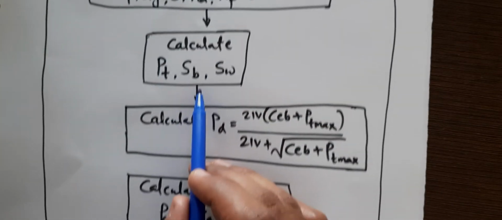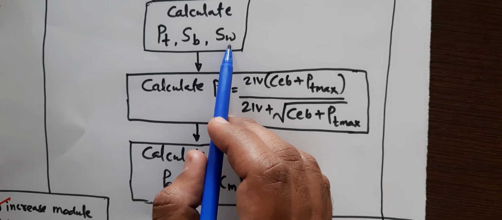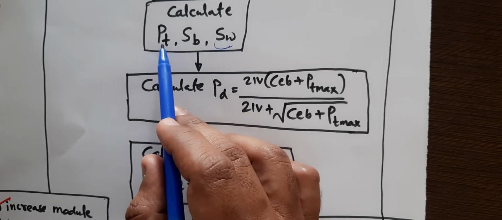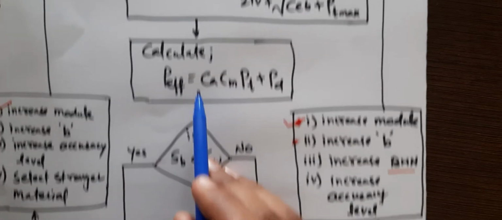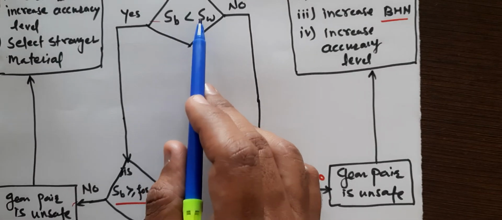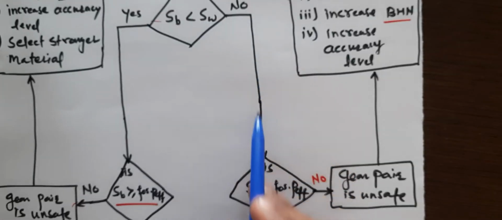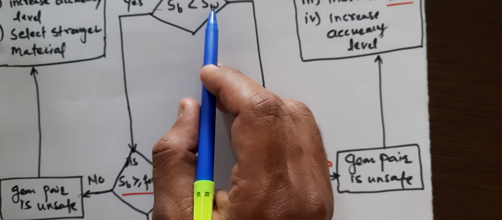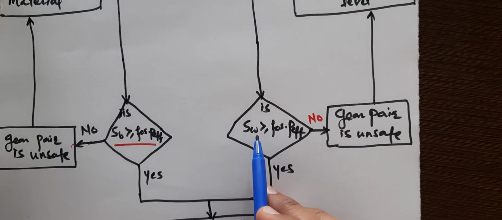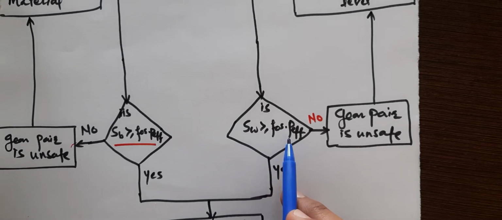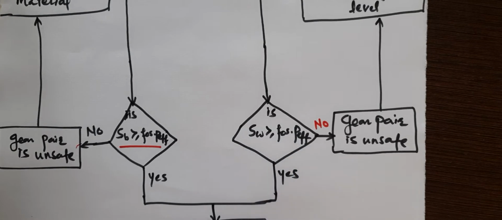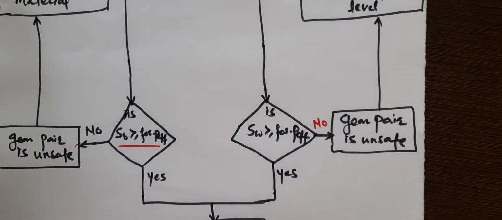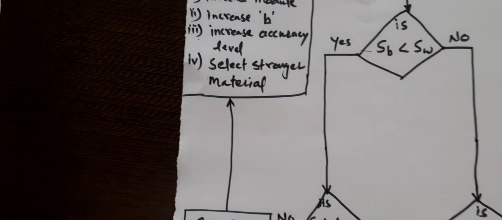Then you have to calculate SB, SW, or whatever. SW we need here, so SW and PT, then PD, then P effective. If suppose here SW is lower, then we need to go here and check whether SW is greater than or equal to factor of safety into P effective. If it is yes, then we have to stop. If it is no, again we have to repeat. So we will do the same thing here.